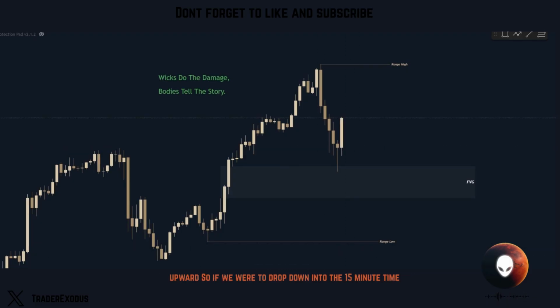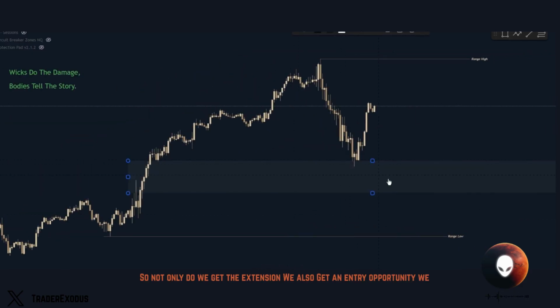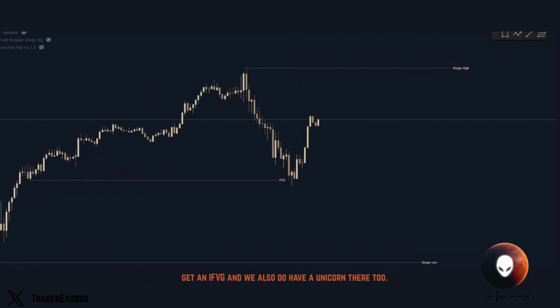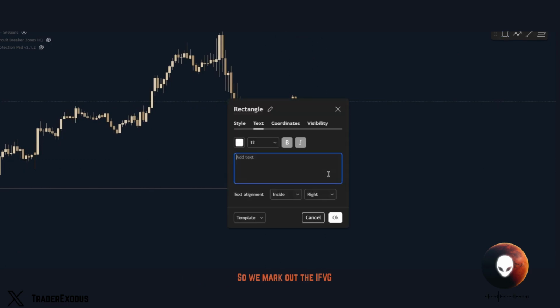So if we were to drop down into the 15-minute time frame, we can see that we do get that expansion upward. So not only do we get the expansion, we also get an entry opportunity. We get an IFVG, and we also do have a unicorn there too. So we can mark out the IFVG.